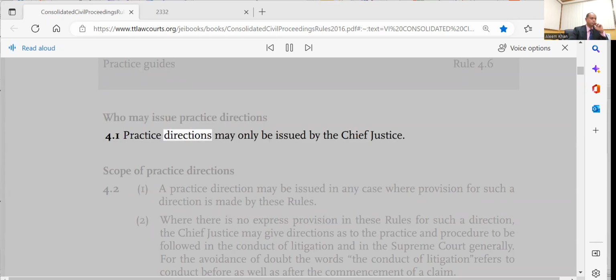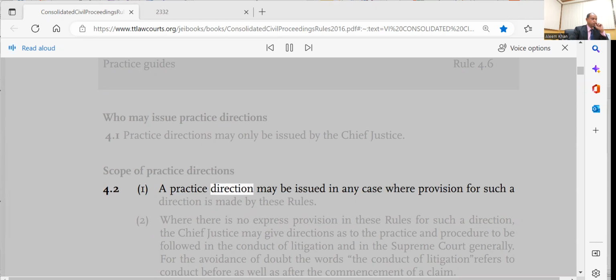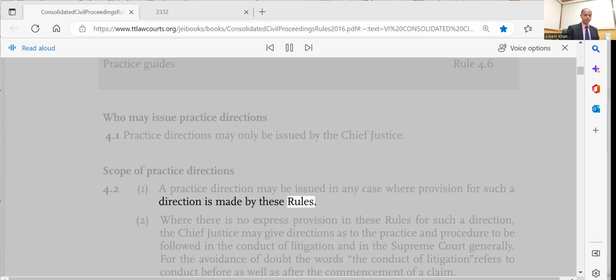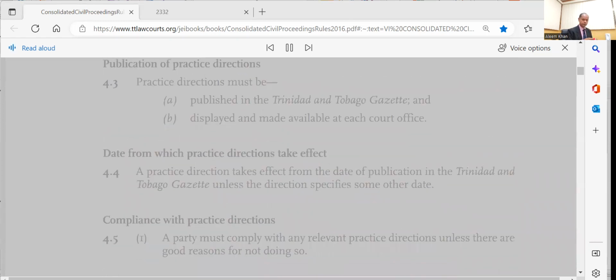4.1 Practice directions may only be issued by the Chief Justice. Scope of practice directions. 4.2. 1. A practice direction may be issued in any case where provision for such a direction is made by these rules. 2. Where there is no express provision in these rules for such a direction, the Chief Justice may give directions as to the practice and procedure to be followed in the conduct of litigation and in the Supreme Court generally. For the avoidance of doubt, the words "the conduct of litigation" refers to conduct before as well as after the commencement of a claim.